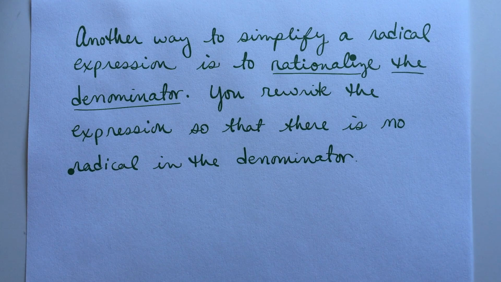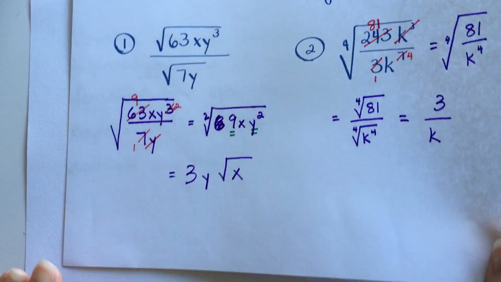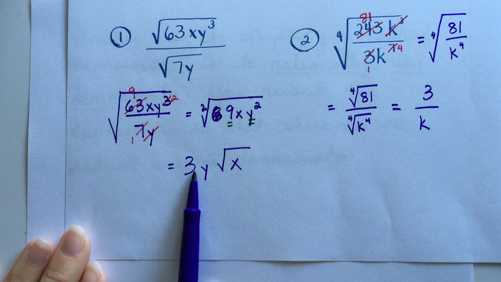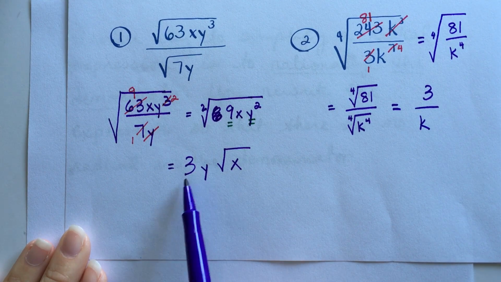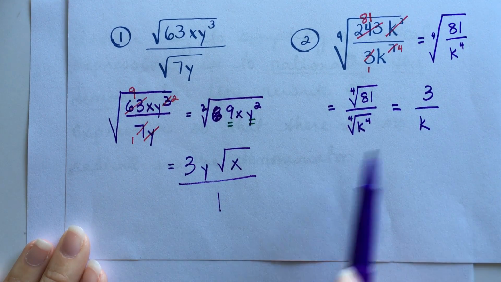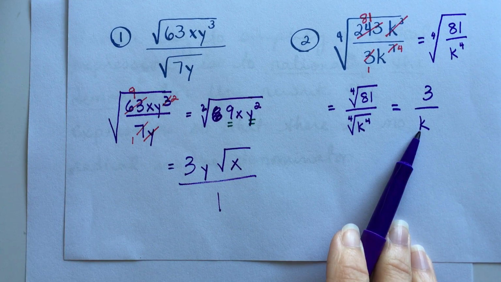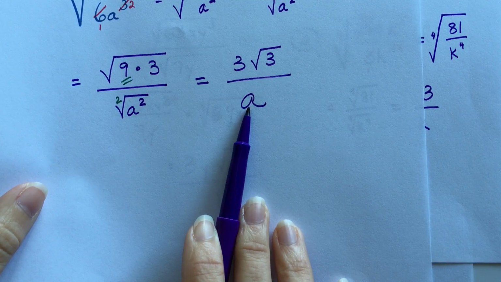All right, this is still dealing with dividing, and as it states, another way to simplify a radical expression is to rationalize the denominator. It says that you rewrite the expression so that there is no radical in the denominator. So if you glance back at the dividing problems that I just did, if you look at the denominator of each of these answers, of course here your denominator is just an understood 1. Here my denominator was a K. Here my denominator was an A.